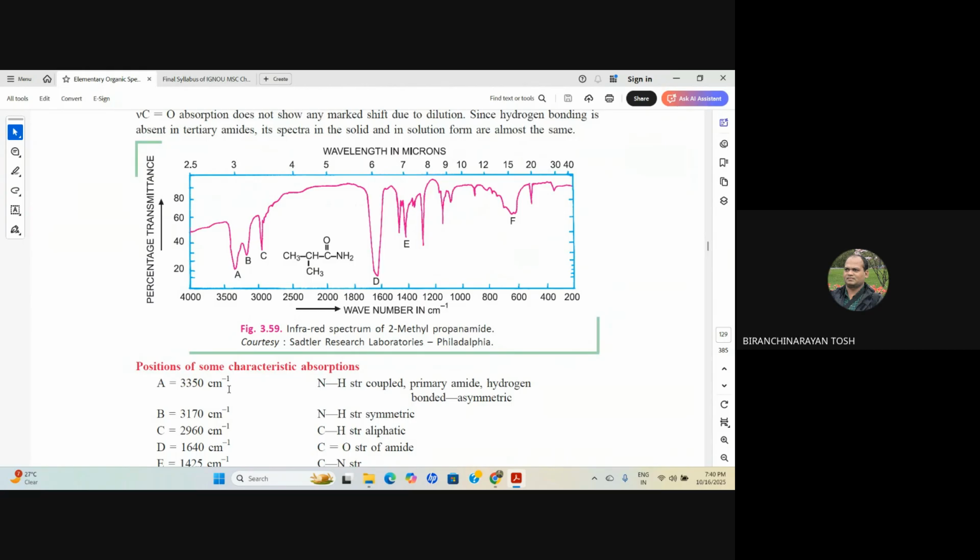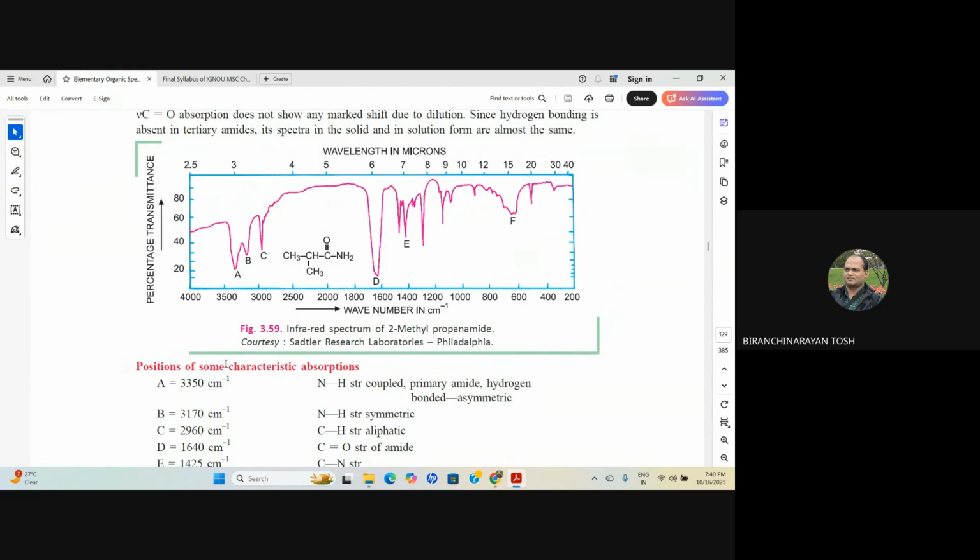But as it is an amide, that means a C double bond O group is attached to amine. Oxygen is more electronegative, so the CN bond is more polar. Due to that, the NH stretching will be at the higher frequency, which is 3350. Otherwise, it will be less than 3350 in case of amine. Got the point? Yes, sir.